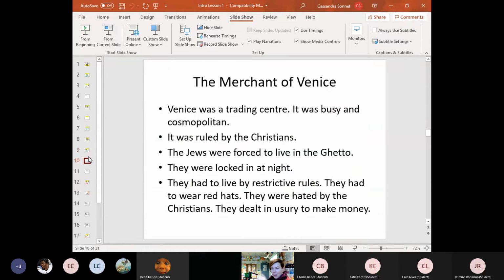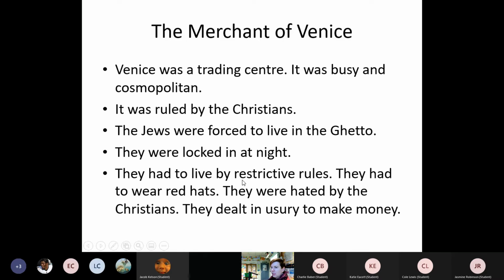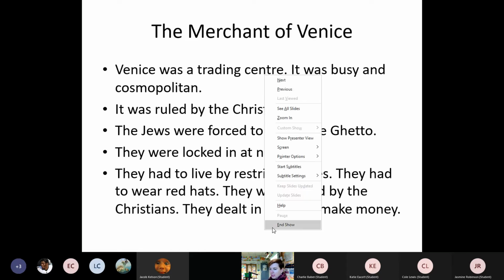So there you go. So this is actually something that you need to understand. So if you're at home or if you're in the school, please can you just write these down in your own words. Now let me just talk to you about this first of all, and then we'll go back and look at the film. So Venice was a trading centre. It was busy and cosmopolitan. Does anyone know what cosmopolitan means? Anyone at home know what cosmopolitan means?